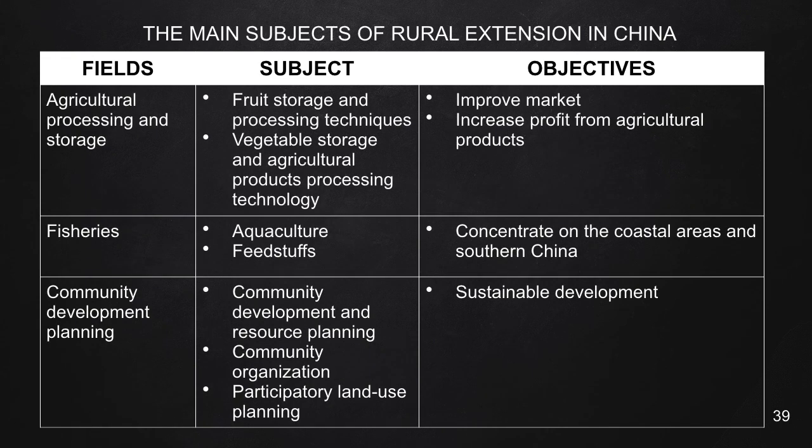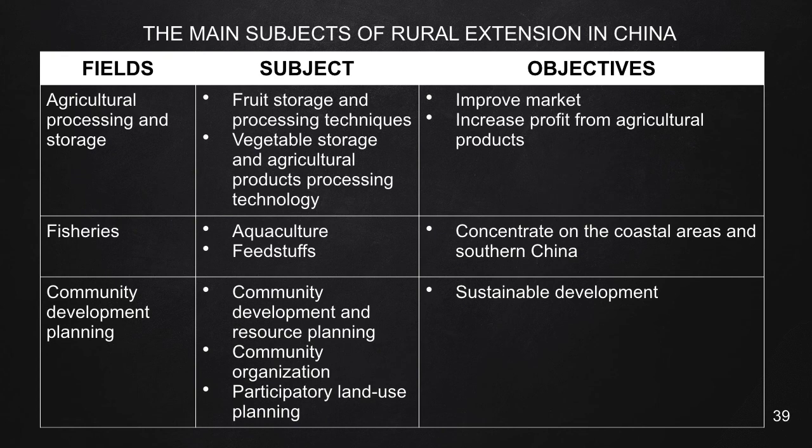For agricultural processing and storage, the subjects are fruit storage and processing techniques, vegetable storage, and agricultural products processing technology. The objectives of this are to improve the market and also to increase profit from agricultural products. For fisheries, the subjects are aquaculture and feedstuffs. This is to concentrate on the coastal areas and southern China.